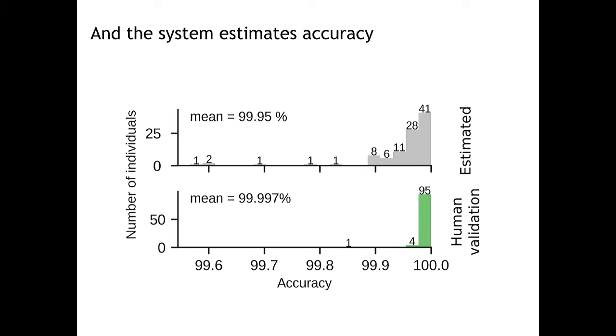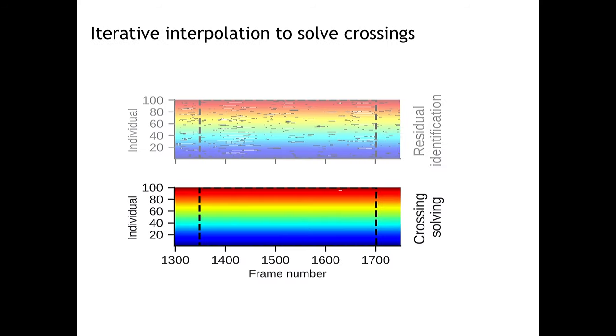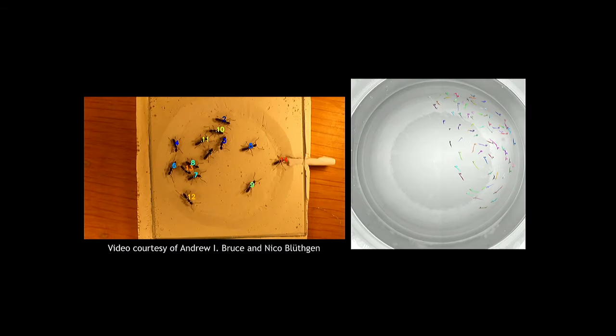So out of 10,000 frames, you will have three problems with identification, and typically it's animals that are close, and it's for one frame. Okay, so we learned that it works quite well, but then we need to also solve the crossings. So we have another algorithm to solve the crossings. And once you go through that algorithm, in the end, you have your trajectories for the tracking system.